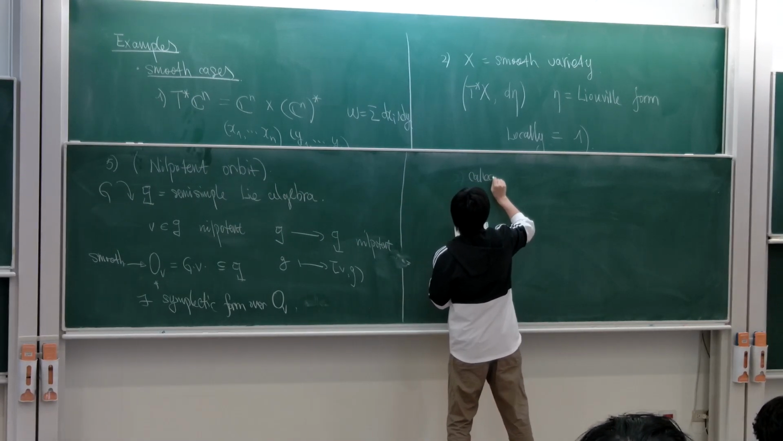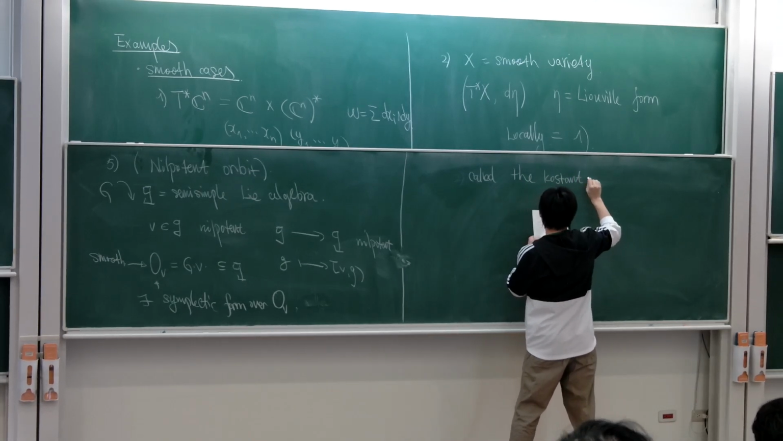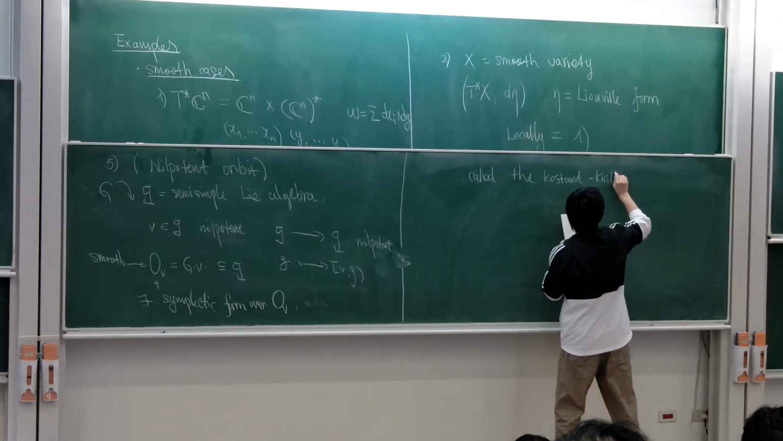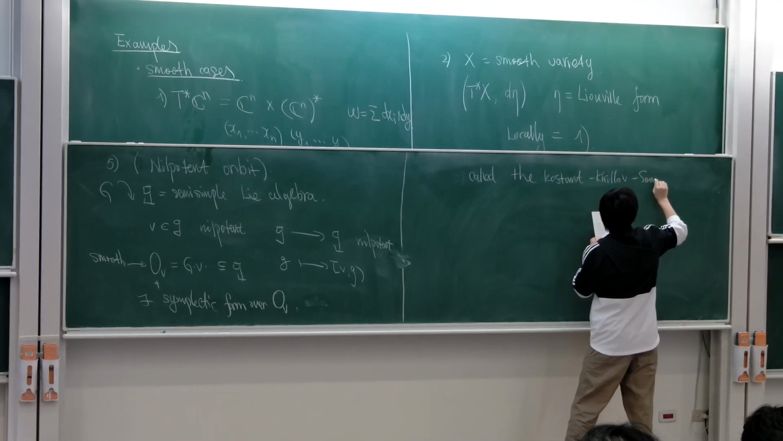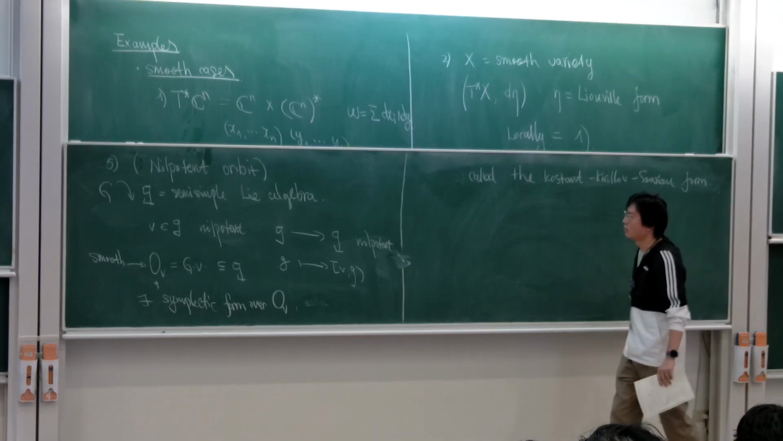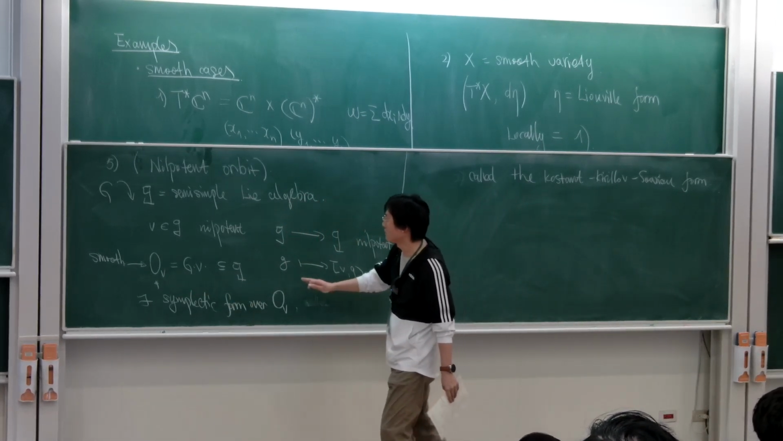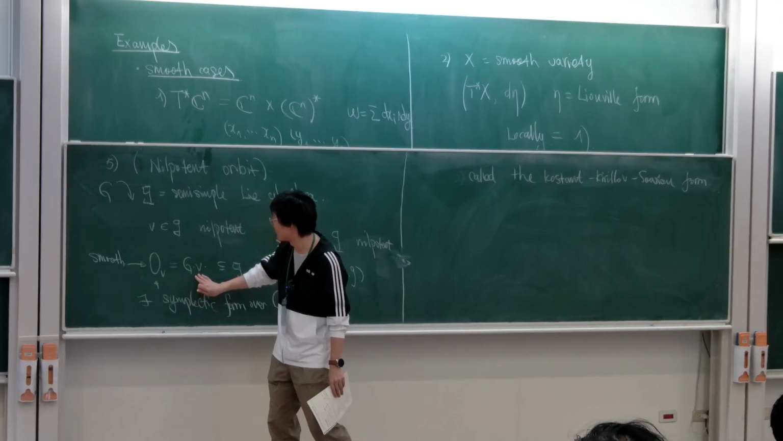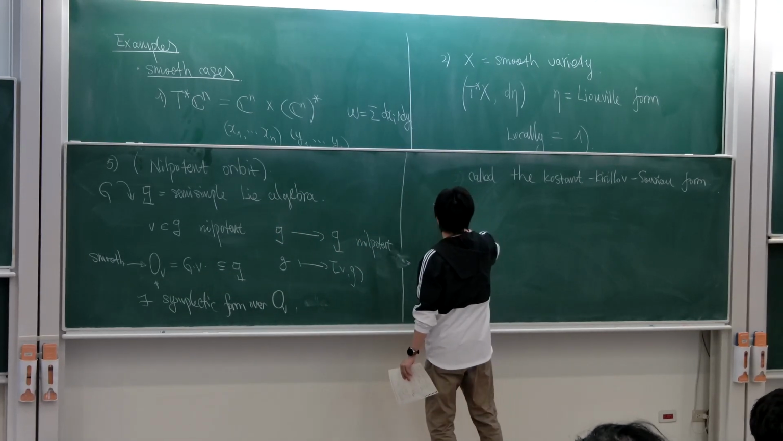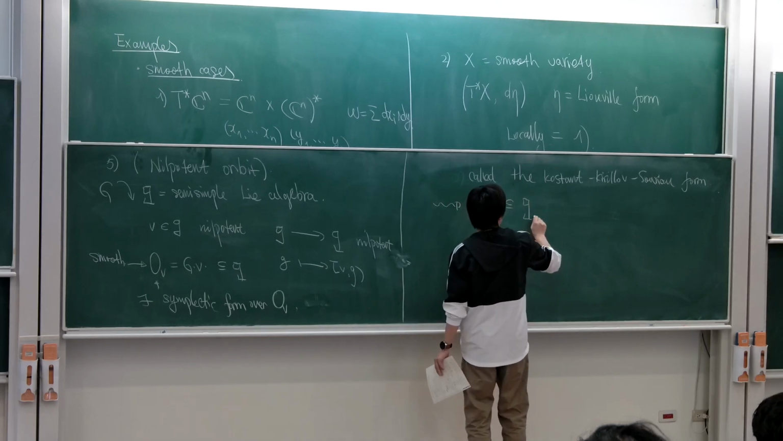which is called the Kostant–Kirillov–Souriau form. So if you want to get a singularity, you just take the closure of this one. In general, this one is not closed in this one. So you just take the closure of this orbit in g.